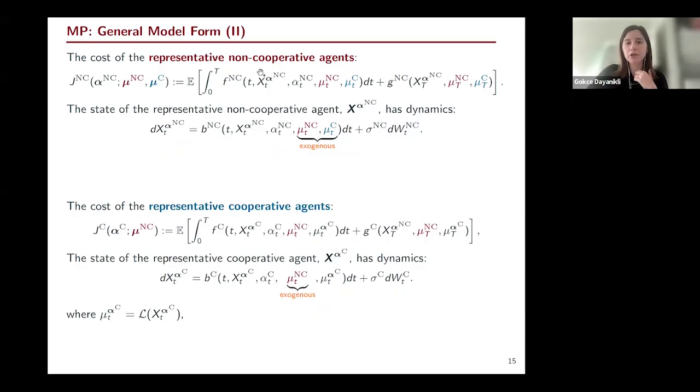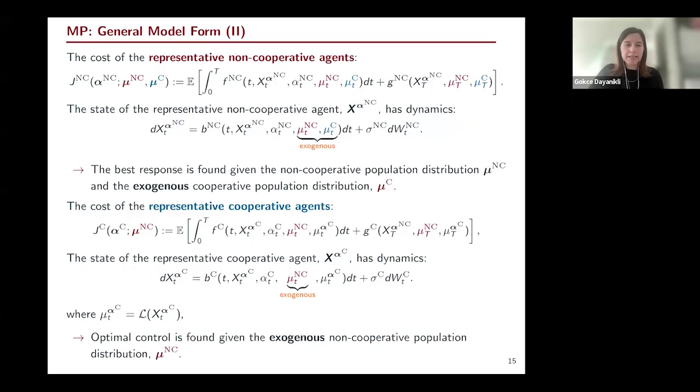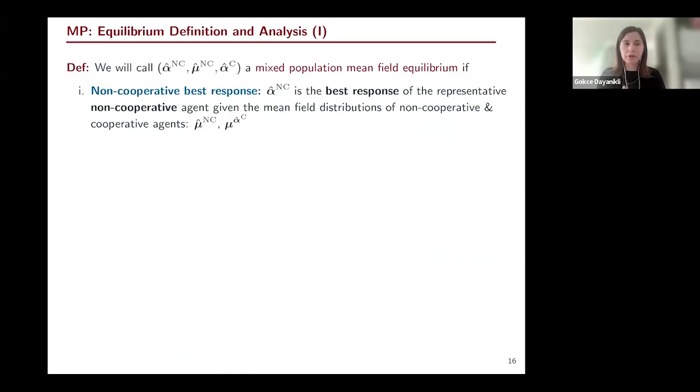In the formulation of the representative non-cooperative agents, while they are finding their best response, they see the distribution of the non-cooperative and cooperative agents exogenously. And the representative cooperative agents are going to see the non-cooperative agents' distribution exogenously, but since they are cooperative, we are assuming that they see their own effects. So the mu t that comes from the cooperative part is going to be affected by their own control. So this part is going to behave like a mean field control. So basically, the best response for the representative non-cooperative agent is going to be found by fixing this. And the optimal control, not best response, for the representative cooperative agent is going to be found by fixing the non-cooperative population distribution.